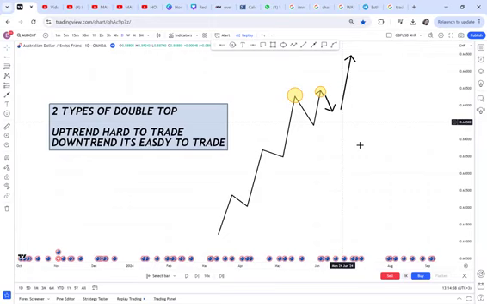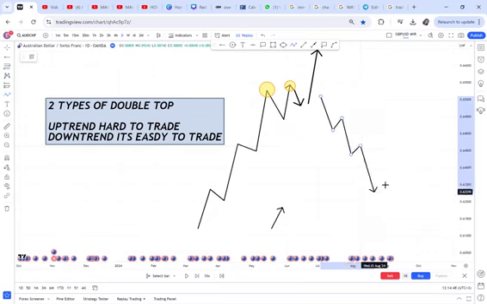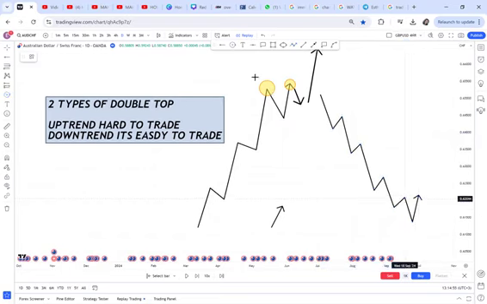The double tops that I want you to pay attention to are the ones on a downtrend. They are easy to trade. Anytime you spot a double top on a downtrend, it's very easy to trade. When you find a double top here, the market will eventually sell because the double top promotes a sell and it is on a downtrend. Okay, so those are the two types. The one we will be concentrating on is the double top on the downtrend.